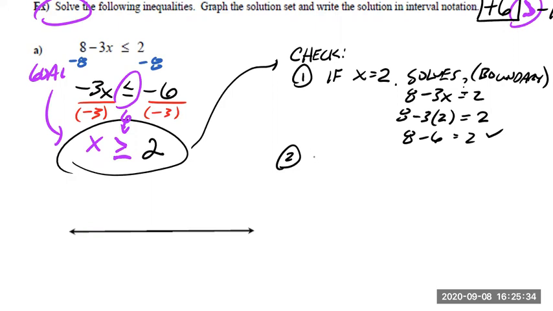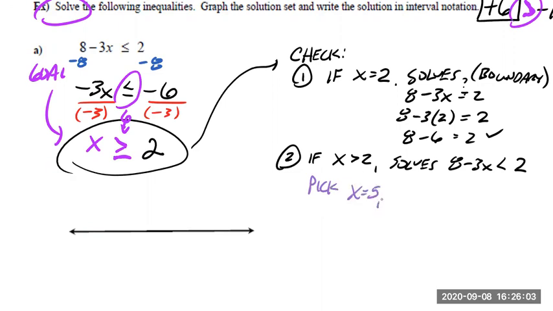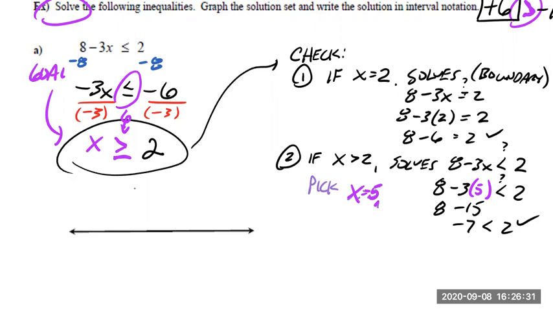But the other thing we need to check is the inequality. So we need to check the inequality x is greater than 2, and whether that solves 8 minus 3x is less than 2. So what we need to do is pick a number. Let's say we pick any number greater than 2, like x equaling 5. When we plug that in, we get 8 minus 3 times 5. Is that less than 2? We get 8 and a -15, which is -7, and that's definitely less than 2. So by switching the inequality sign, we do get a true answer.